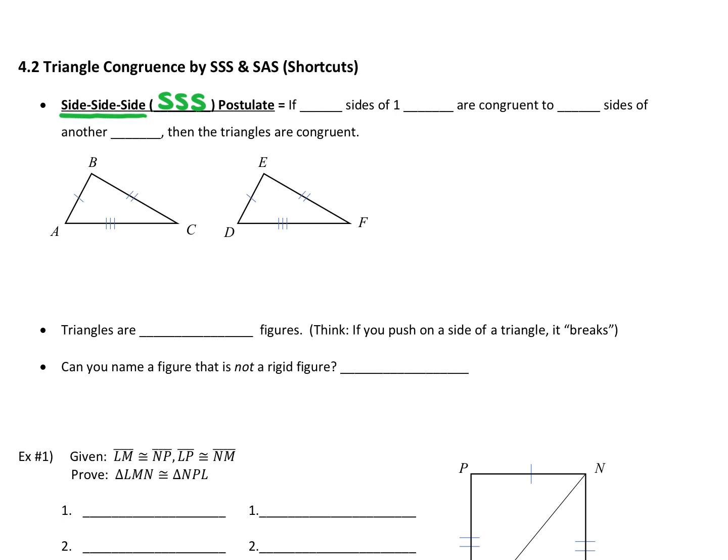Okay, so the side, side, side postulate says if 3 sides of one triangle are congruent to 3 sides of another triangle, then the triangles are congruent.